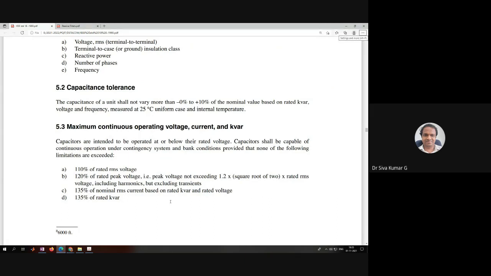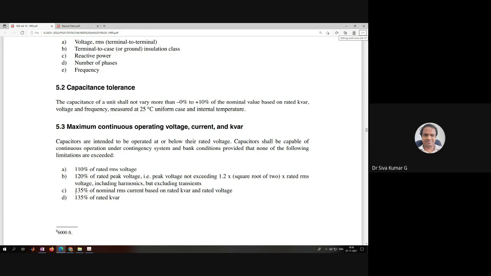And also the peak voltage should not exceed 120 percent of the rated peak, including harmonics but excluding the transients. Excluding the transients is allowed because they are of very short duration, so we may not consider them.